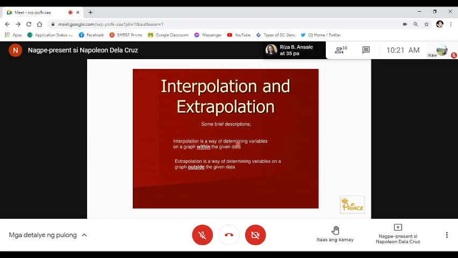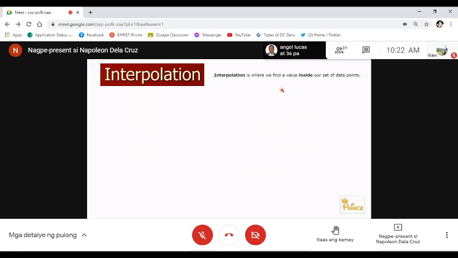Interpolation is a way of determining variables on a graph within the given data. Extrapolation is a way of determining variables on a graph outside the given data. So that's the difference, no? Within the data, outside the data. That's all it is. So interpolation is where we find the value inside our set of data points.